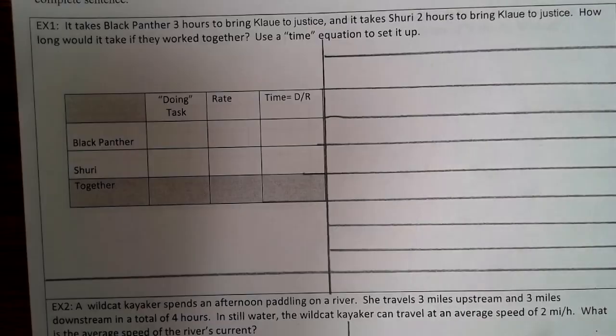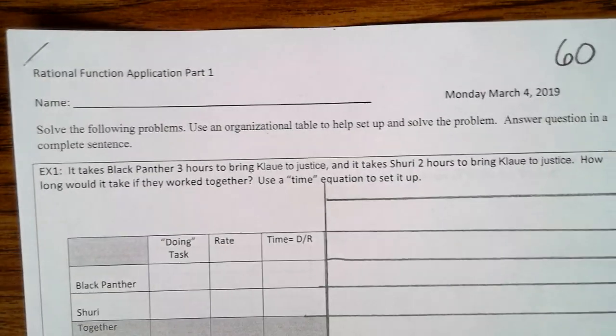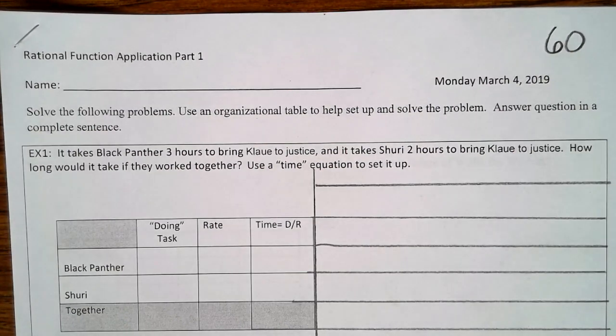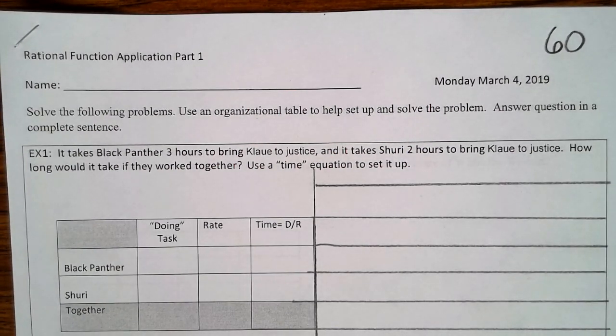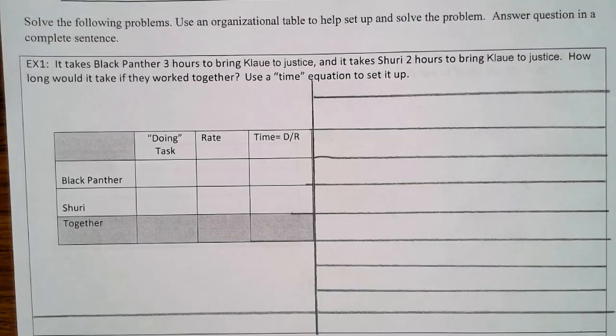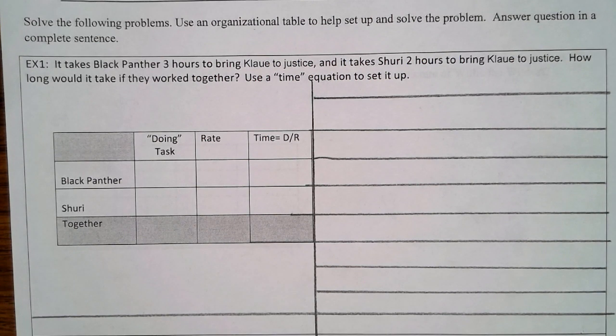Let's take a look at the examples on page 60. Solve the following problems. Use an organizational table to help set up and solve the problem. Answer the question in a complete sentence. Example 1. It takes Black Panther 3 hours to bring Claw to justice, and it takes Siri 2 hours to bring Claw to justice. How long will it take them to work together? Use a time equation to set it up.